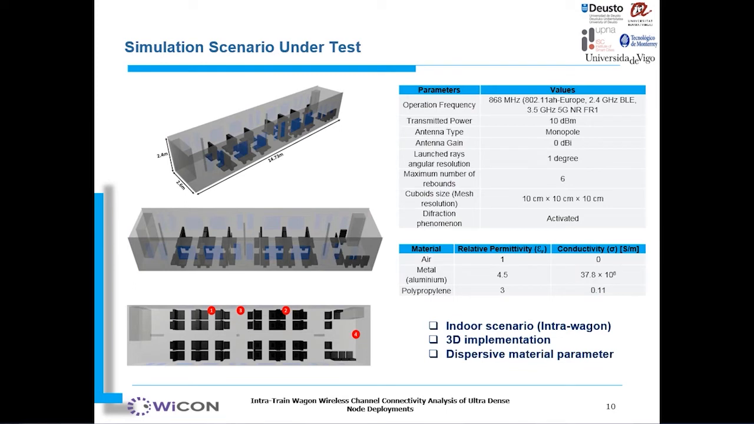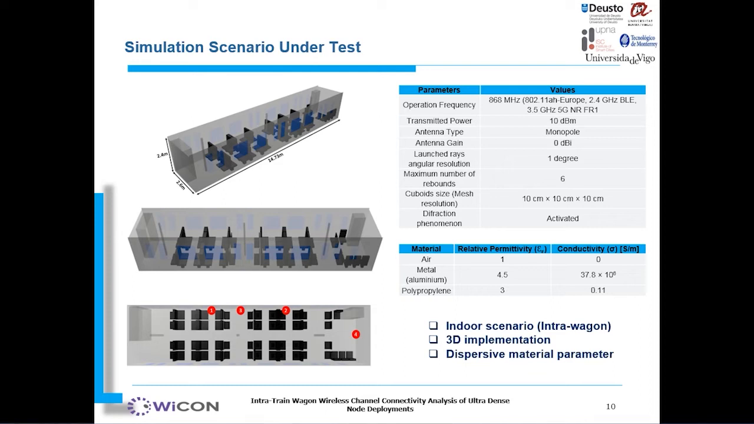So here we have the description of the scenario. Here we can see a realistic model of a train wagon implemented, and these are the images of the scenario which was implemented within our simulation code. We're going to be analyzing the way in which our system behaves, considering carrier frequencies of operation for 802.11ah, for Bluetooth Low Energy at 2.4 gigahertz, and for 5G New Radio at frequency range 1 at 3.5 gigahertz.